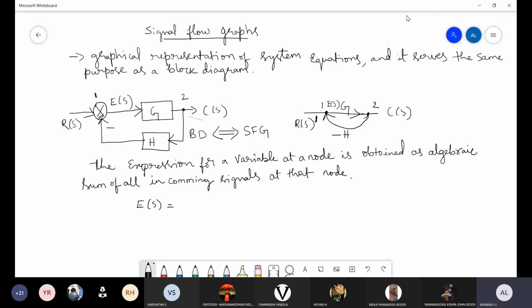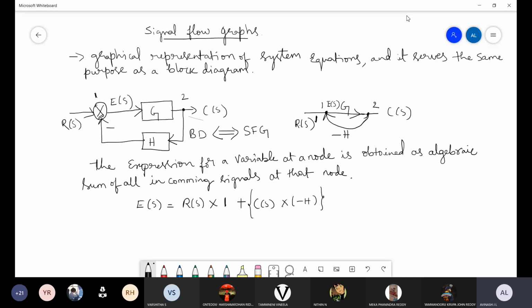All of you agree? So the first thing is R of S is coming. It is multiplied with the line value 1 because the branch gain is 1. There is nothing else there. That means it is multiplied with 1. And after that, plus, two things. H is coming. Here C of S is already there, so C of S is taken and multiplied with minus H. So C of S multiplied with minus H is coming to this particular node.